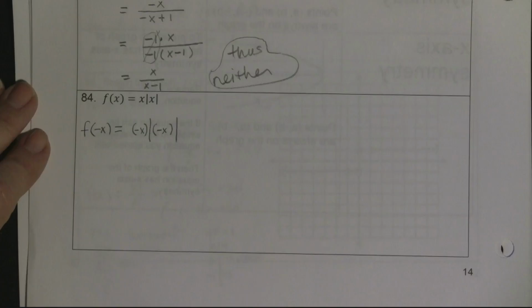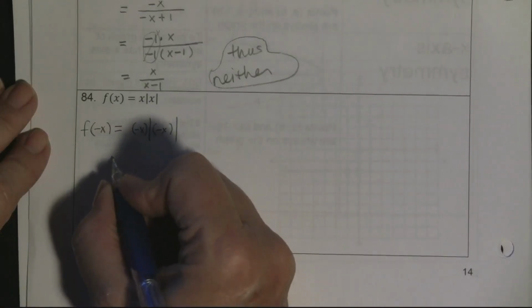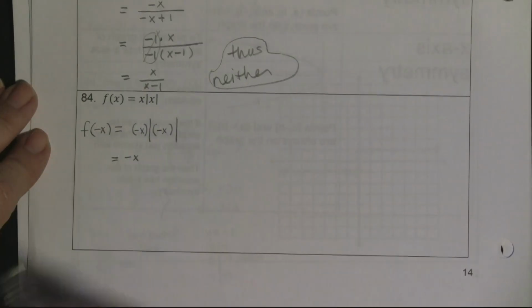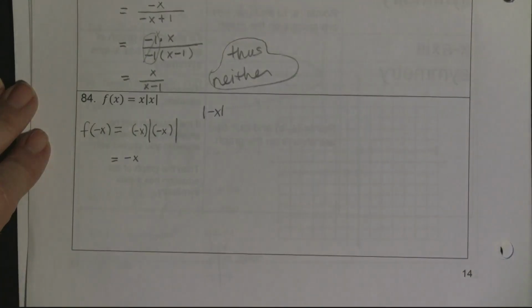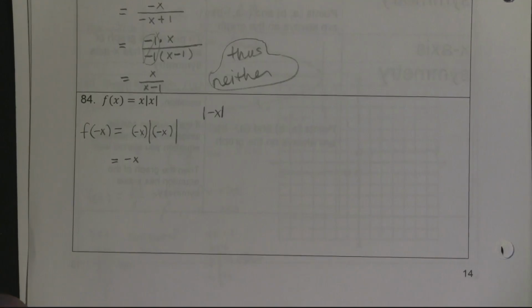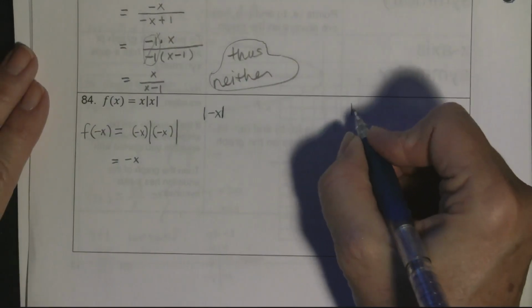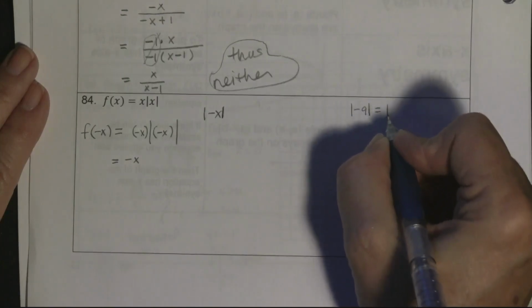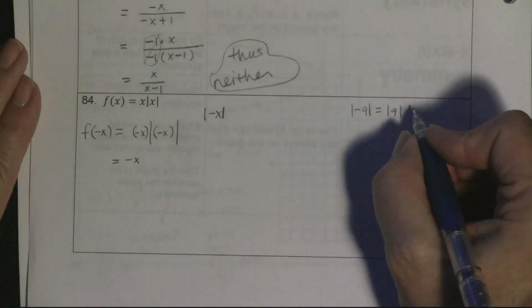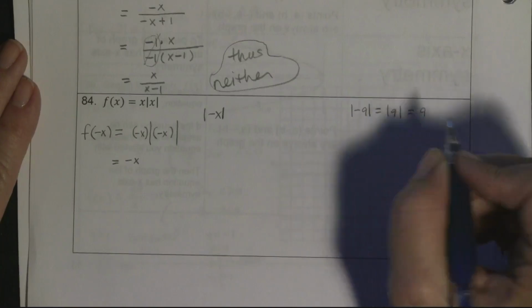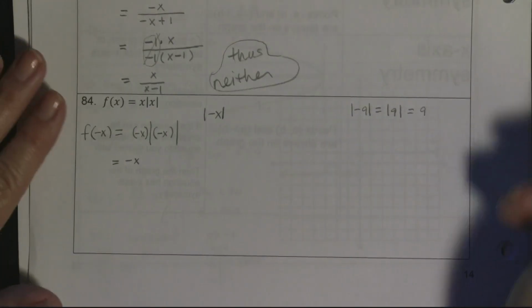So on the outside, it's negative x raised to the first, so that's just negative x. On the inside, though, it's the absolute value of negative x. So I put those parentheses to help me get it replaced, but that's what I have, the absolute value of negative x. And you might not have seen this, but I'm going to show you with some numbers. Like if I have the absolute value of negative 9, I want to convince you that that's equal to the absolute value of 9, that they're equal to one another. They're both equal to 9.